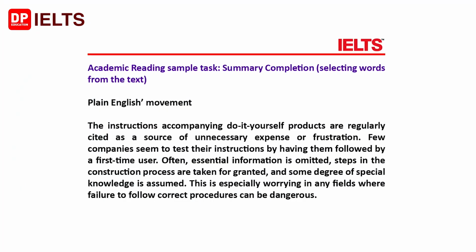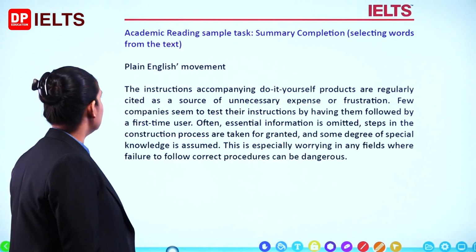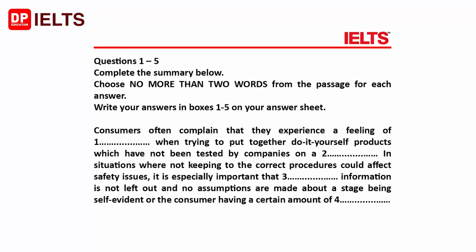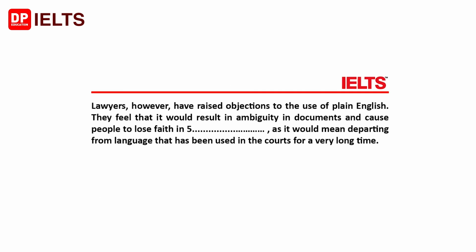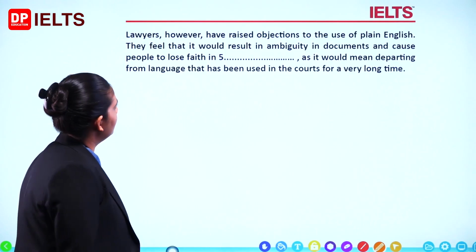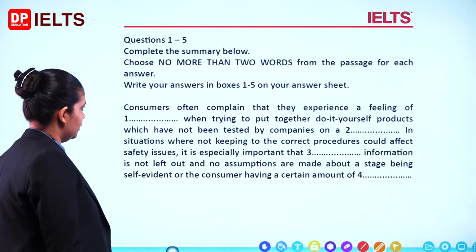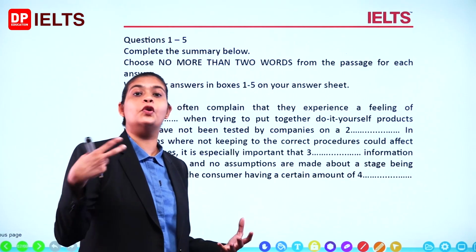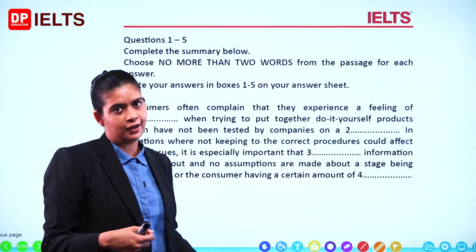The next one, plain English movement. So this again is a summary completion, okay? Selecting words from the text. There you go. This is the text, and now you have to complete it. We have one more question, and here you are. Now, this can be a bit more challenging than the other one because you have to find the answers. That was easy because you were given the answers and all you had to do was match.